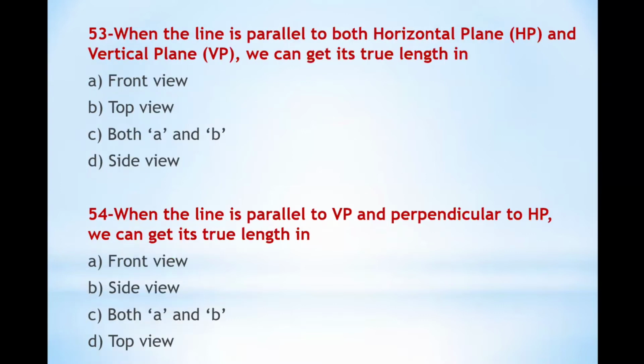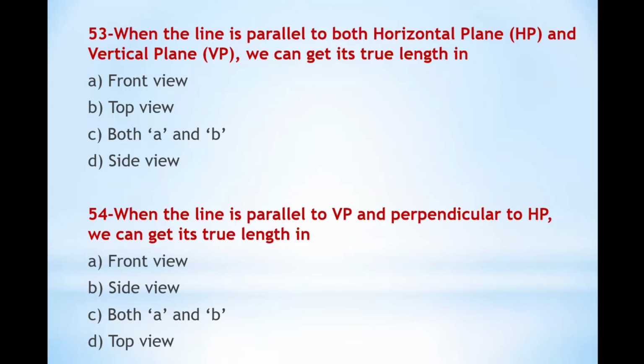Okay, when the line is parallel to both the horizontal plane and the vertical plane, we get its true length in. So I think it is a repeated one, just asked in a different way. When the line is parallel to both HP and VP, whatever the front view and the top view are, they show the true length.